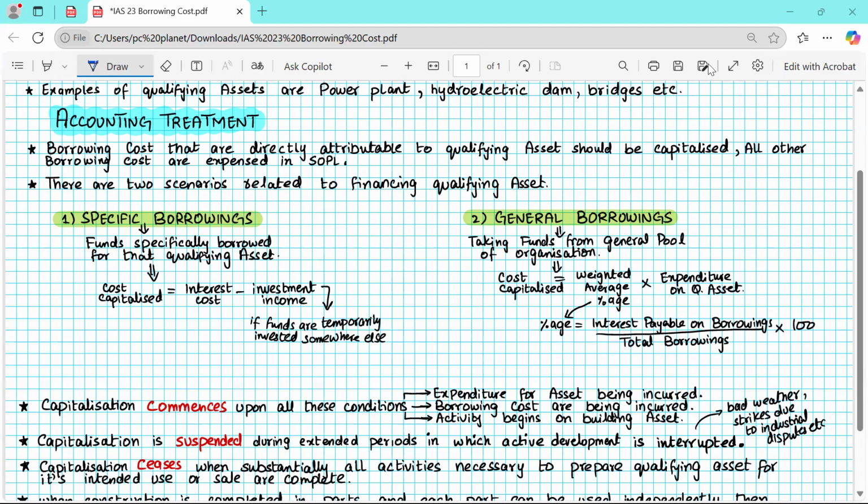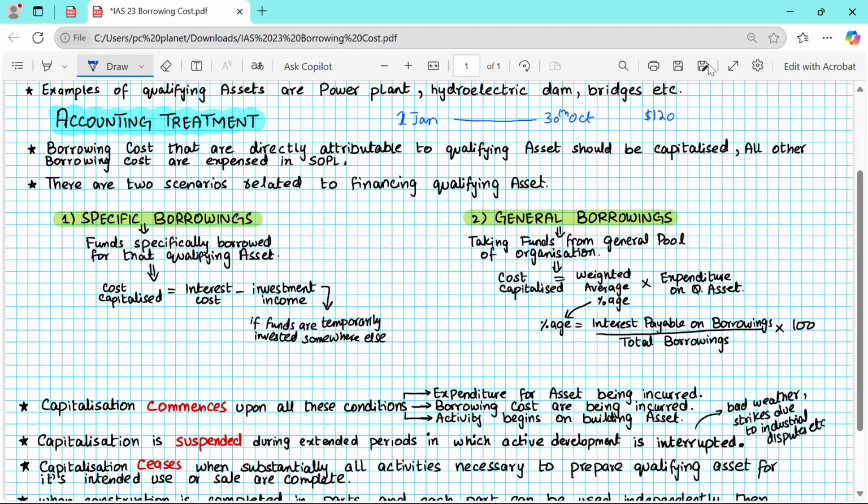Now, what do you mean by this? Let's say, for example, you are constructing some building, some plant, some dam, some bridges, and it qualifies as a qualifying asset. And let's say the construction period started from 1st January. Okay, the construction period started from 1st January, and it's going to end on, let's say, 30th October. Now, interest cost, let's say interest cost for the year was 120.